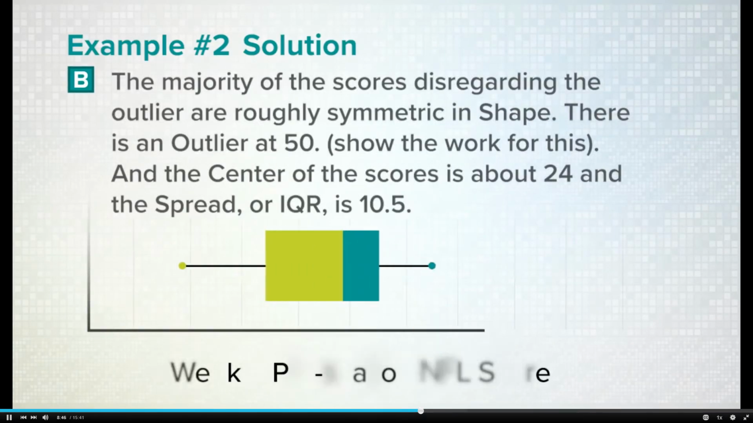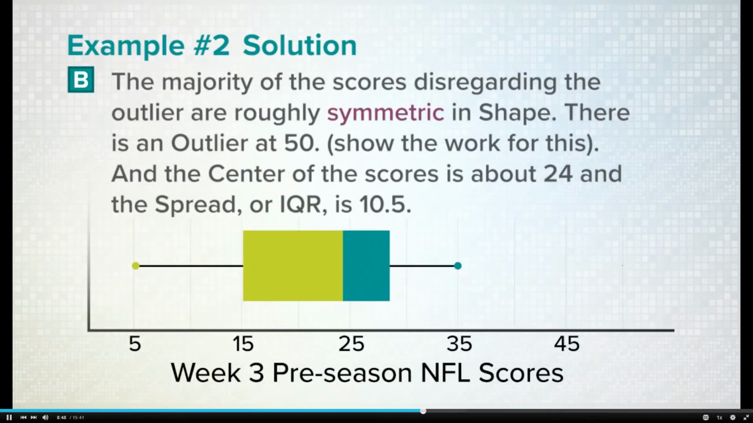The majority of the scores disregarding the outlier are roughly symmetric in shape. Looking at the box and whisker plot, it is evident there is an outlier. If I look back at the data set, that outlier is at 50. Make sure to show the work for this, which was based on the 1.5 times the IQR with the bubble number calculations. And the center of the score is about 24, and the spread, or IQR, is 10.5.